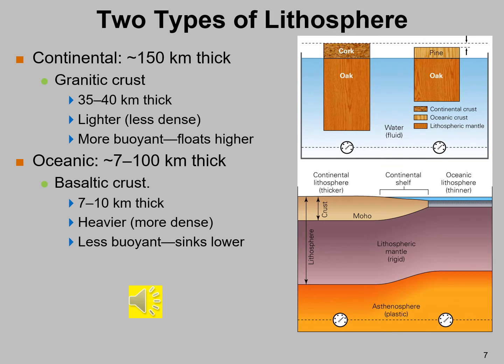Remember that the lithosphere includes the crust and the top portion of the upper mantle down to 100 to 150 kilometers. The oak is equivalent to the thickness of the top portion of the upper mantle. The cork is equivalent to the continental crust, and the pine is equivalent to the oceanic crust. The oak and the cork, the continental lithosphere, or the oak and the pine, the oceanic lithosphere, are equivalent to the lithosphere being buoyed by the water or the asthenosphere.